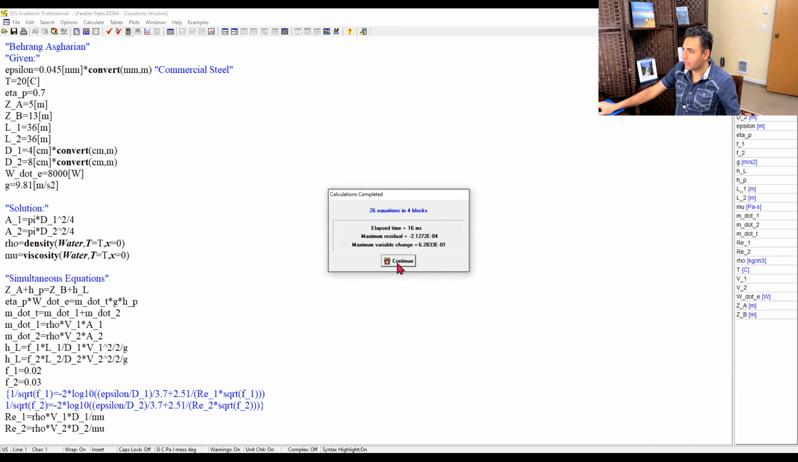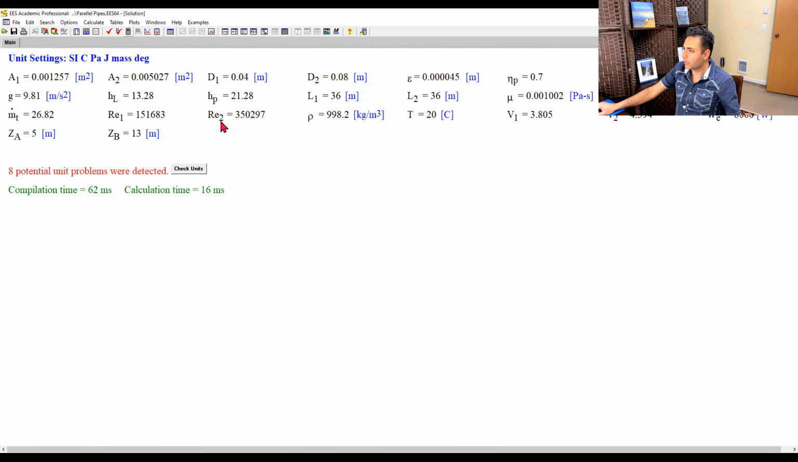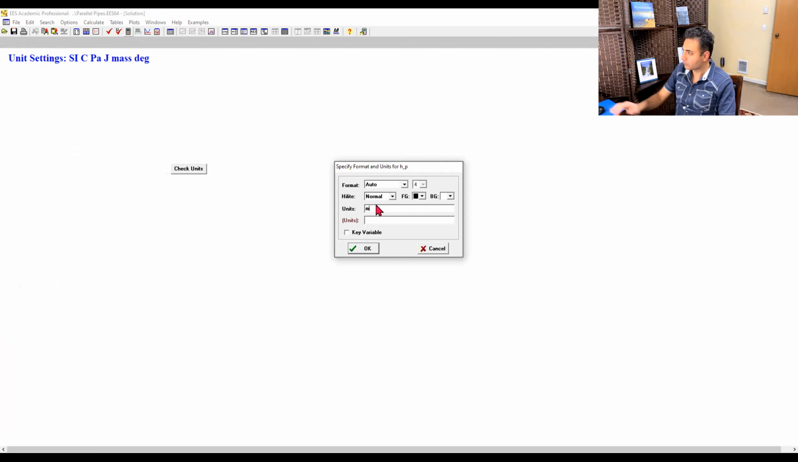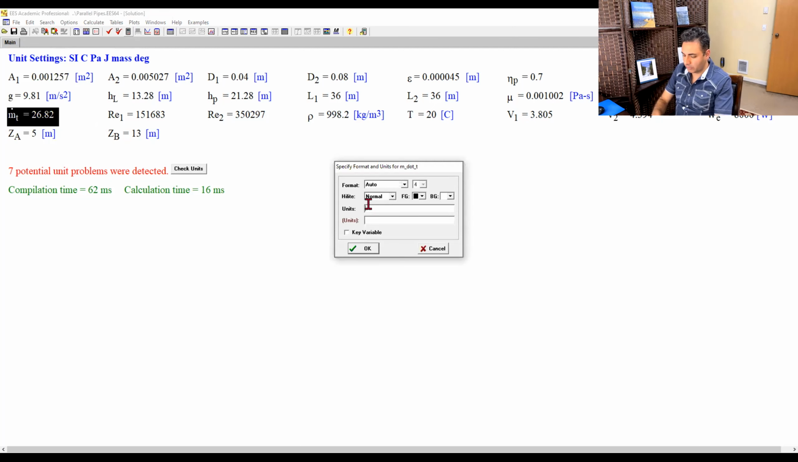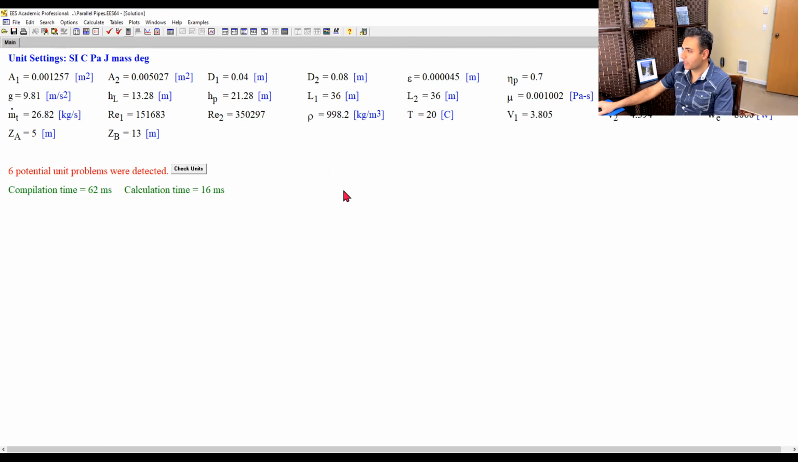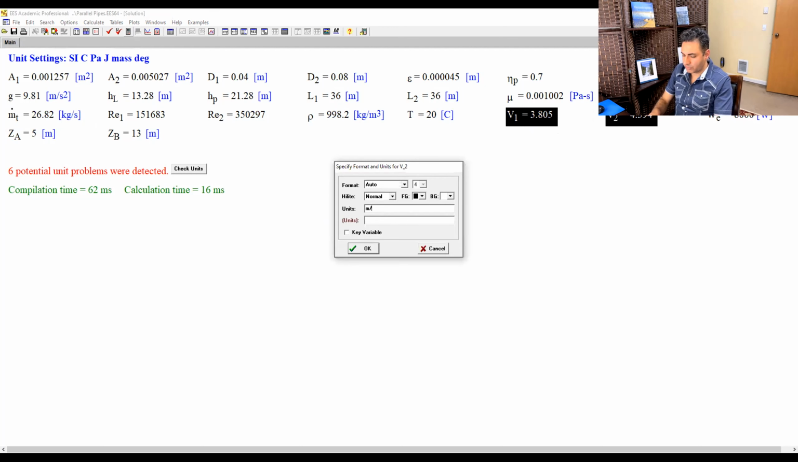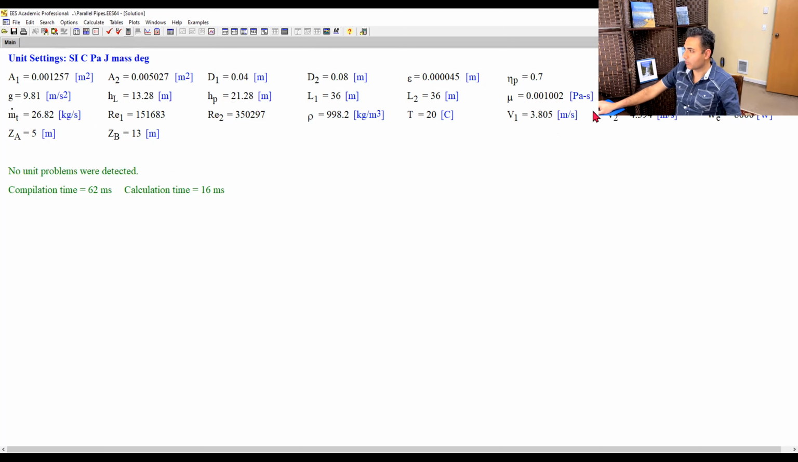Let's see what it gets. It got some values here. All right, there are some unit problems. I'm going to take care of unit problems first. This head pump and whatever is supposed to be in terms of meters. These are not correct, by the way. And these m dot values are supposed to be like kilograms per second, something like that. So I'm getting rid of the potential unit problems eventually. And F1, F2 don't have any units. V1 and V2 have the unit of meters per second. Now I don't have any unit problems.